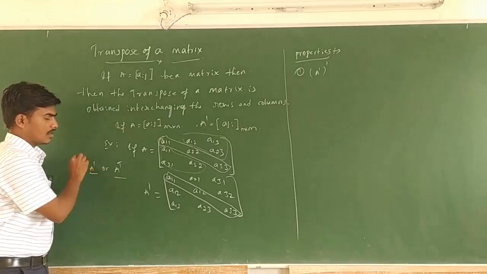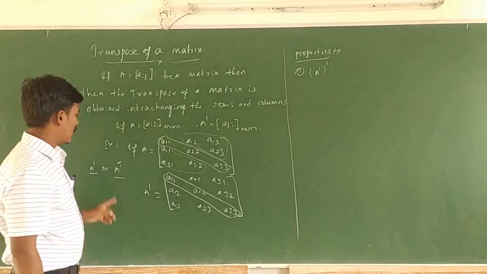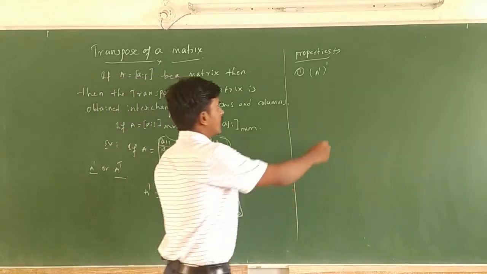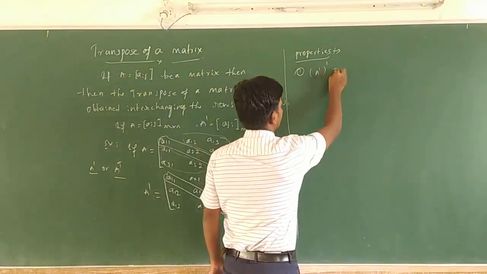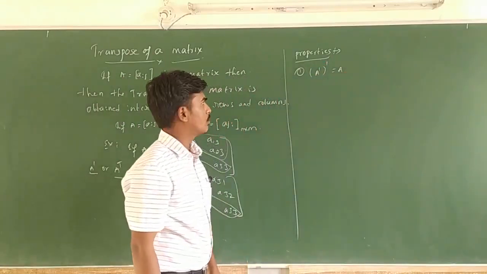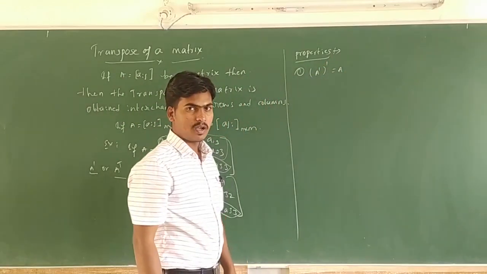Whichever matrix is given, we denote it as A transpose or A dash. Directly, A transpose whole transpose is equal to what? A transpose whole transpose is equal to A. This is one property of transpose of a matrix.